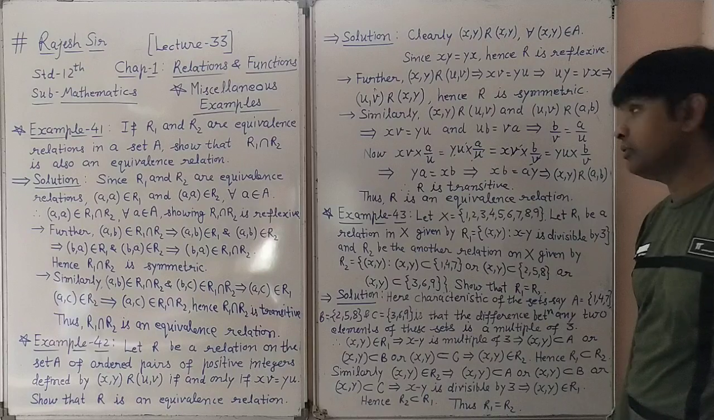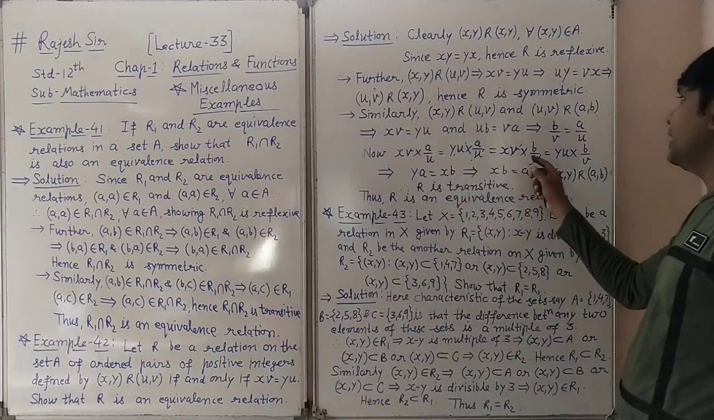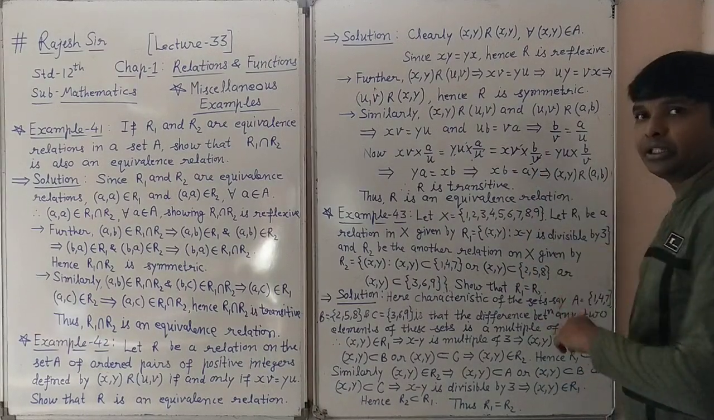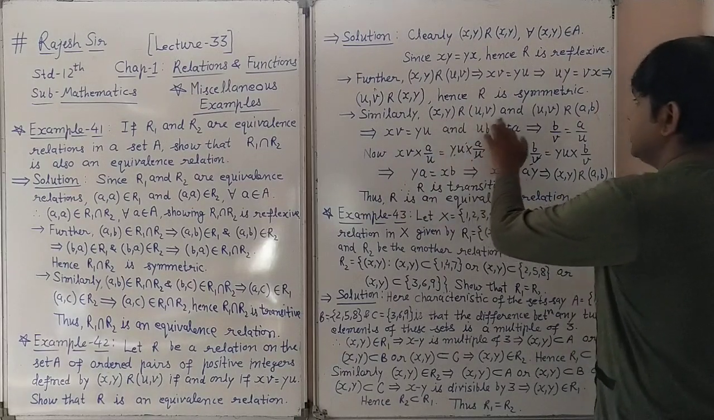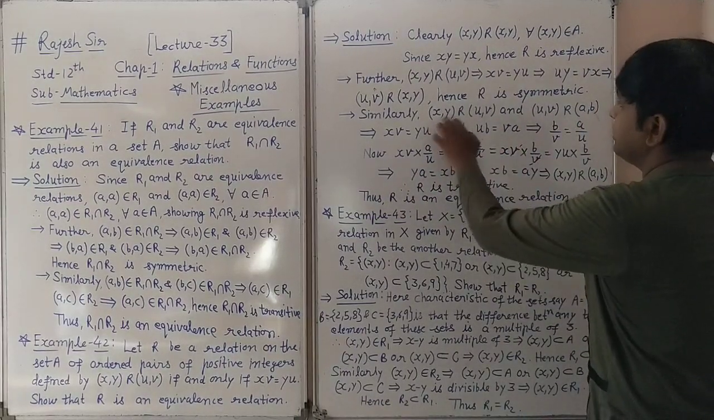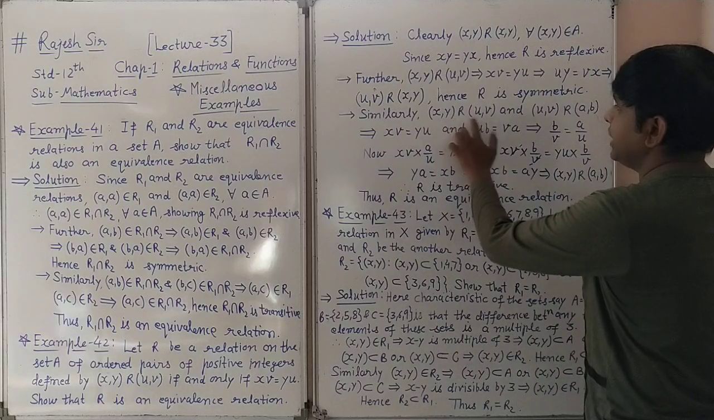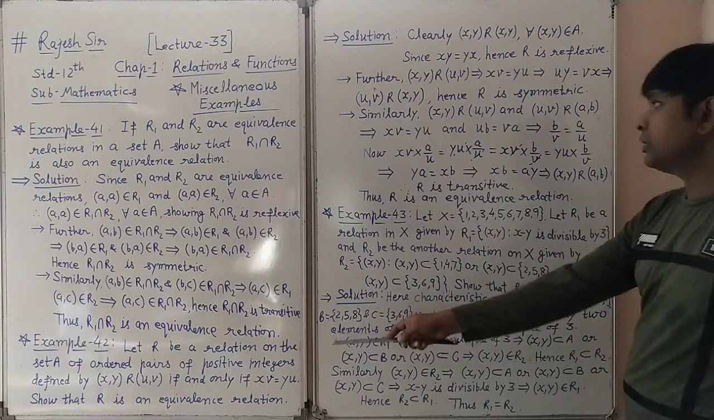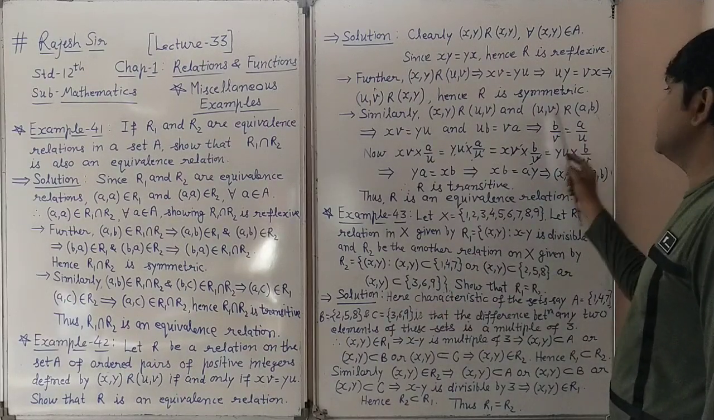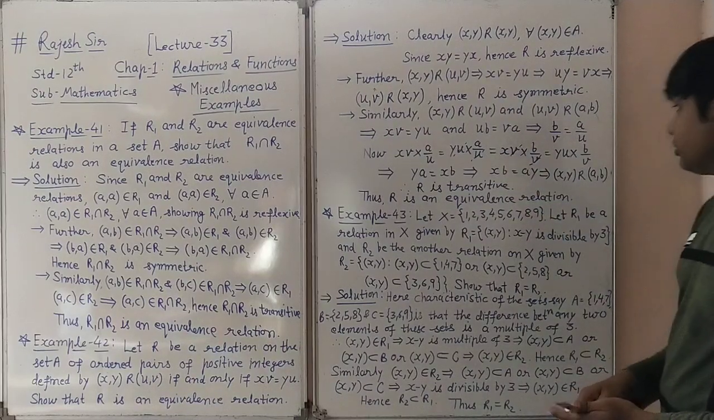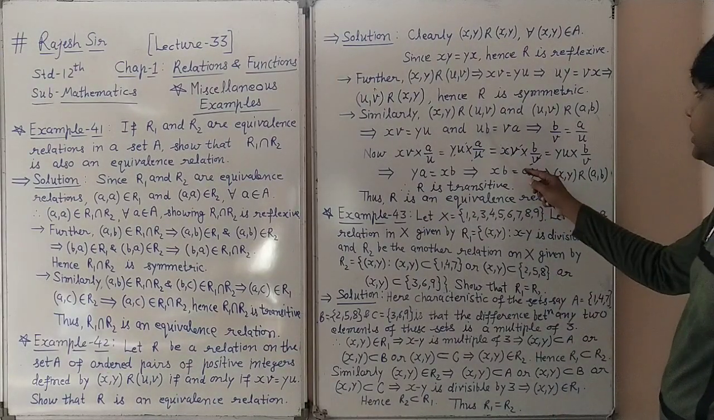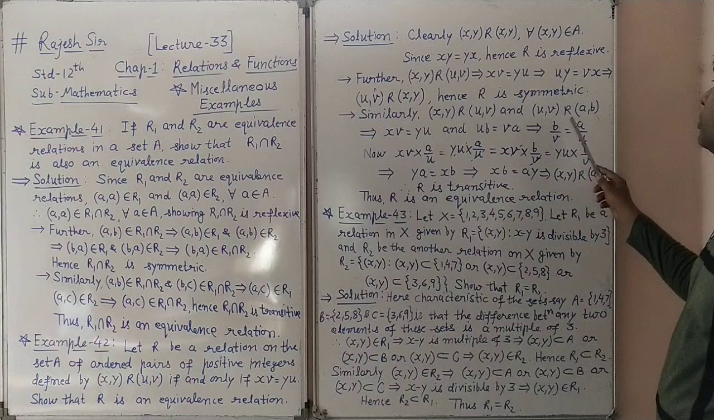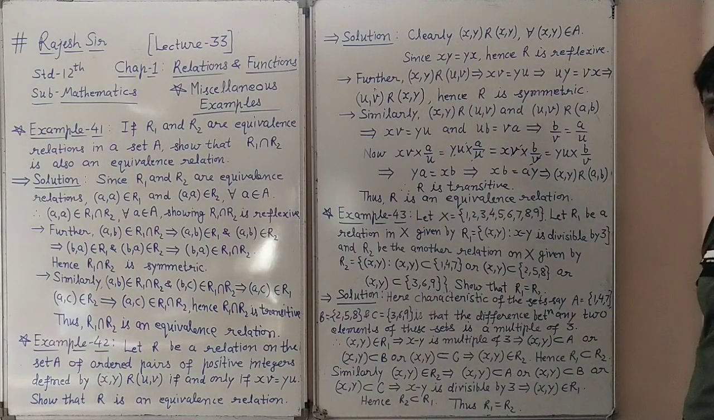Third, we want to show transitive. So similarly, (x,y) related to (u,v) and (u,v) related to (a,b). Suppose one third pair we have taken, (a,b). (x,y) is related to (u,v), (u,v) related to (a,b). First, (x,y) related to (u,v) can be written as xv equals yu, and the second relation can be written, as defined in the question, ub equals va. From this ub equals va, we can write b upon v equals a upon u.